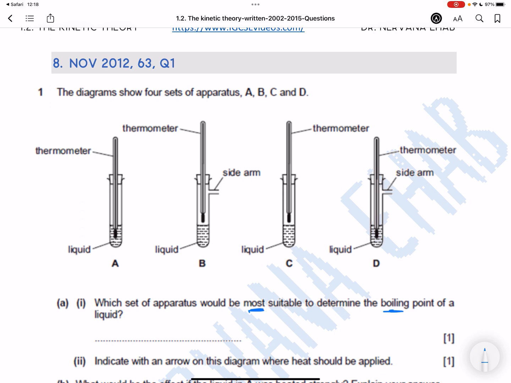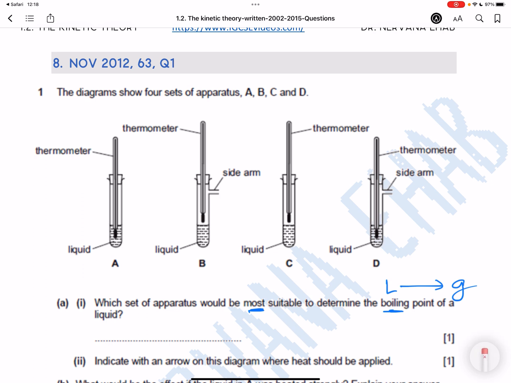You're gonna need to boil it, okay? Meaning the liquid is going to be gas, right? Like how else can you determine the boiling point? You bring a liquid, you boil it, you allow it to become a gas, and then you insert a thermometer and you see what is the temperature that's shown on the thermometer, right?